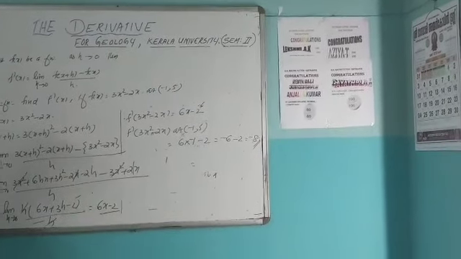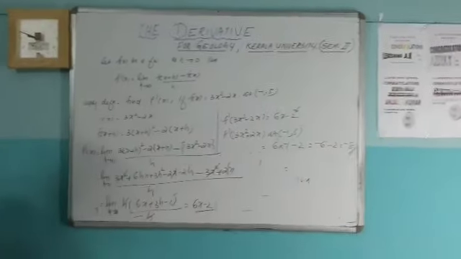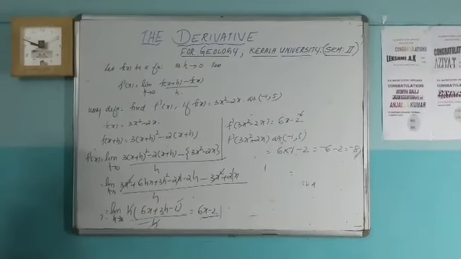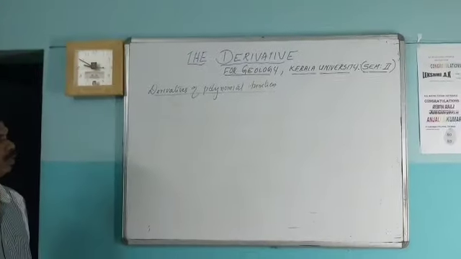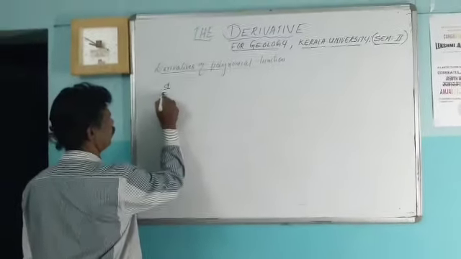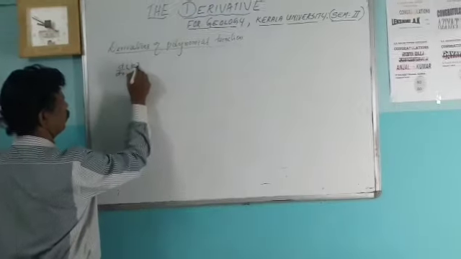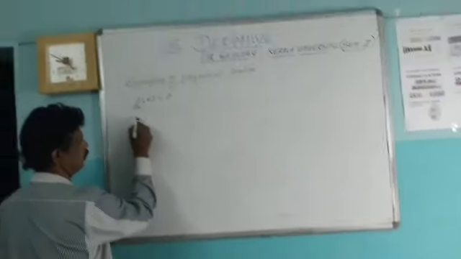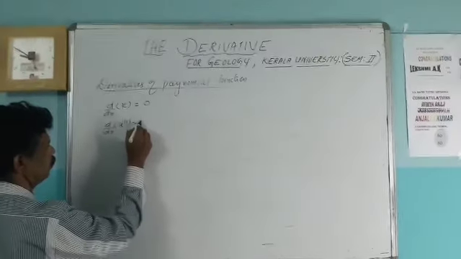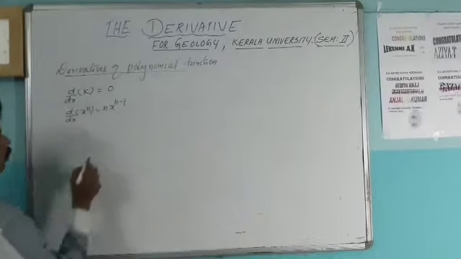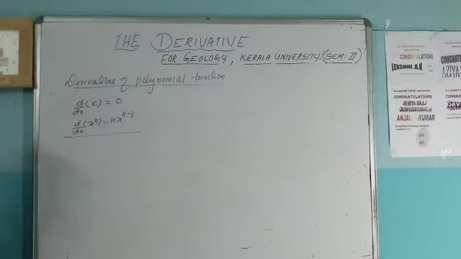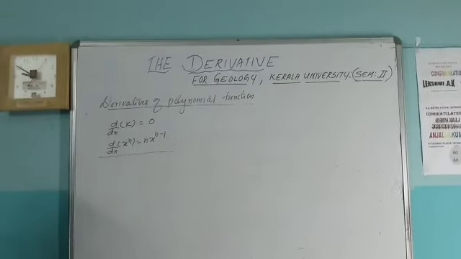Okay, that is the first derivative. Foundation of differentiation is over. f'(x) is equal to limit h tends to 0 of f(x+h) minus f(x) by h. Derivatives of polynomial function: d by dx of a constant equals 0. d by dx of x raised to n is equal to n x raised to n minus 1.